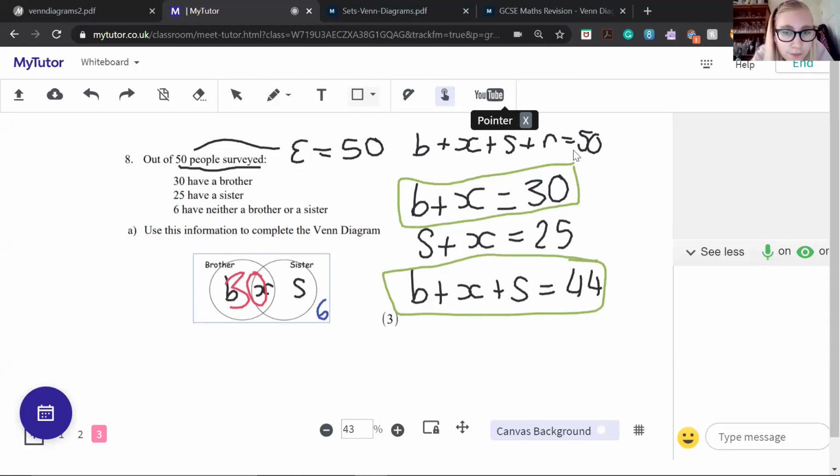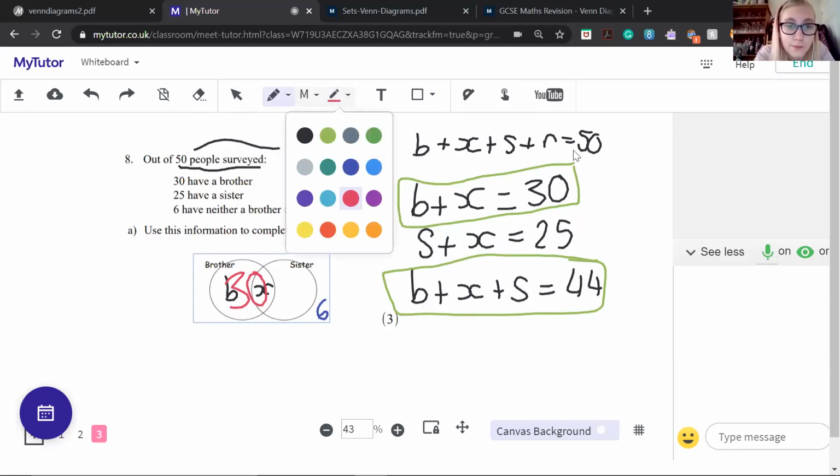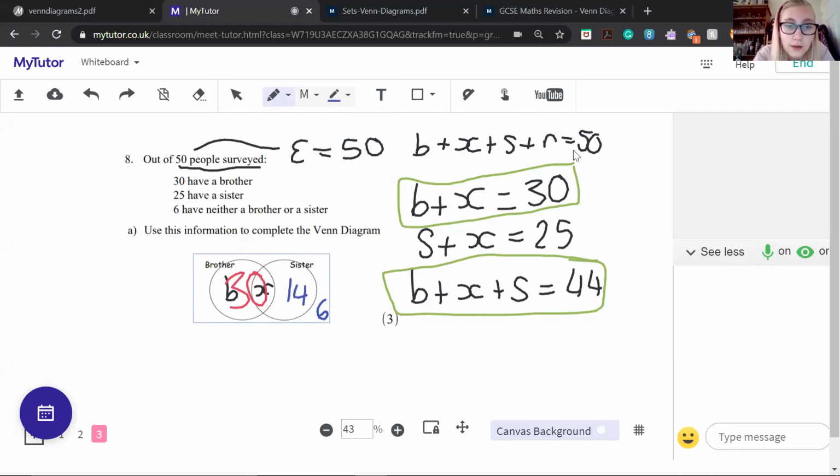B plus X is 30, so 30 people have a brother, so this whole circle is 30. And 44 people have a brother or sister, so this whole bit is 44. If this circle is taken up with 30, this little crescent bit here of the sister has to be 14 to make it up to 44. Hopefully that makes sense. I just want to get rid of that 30 actually, here we go.